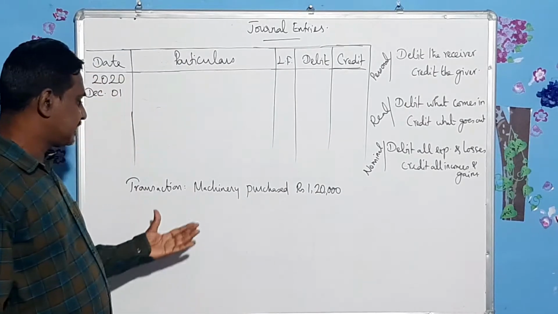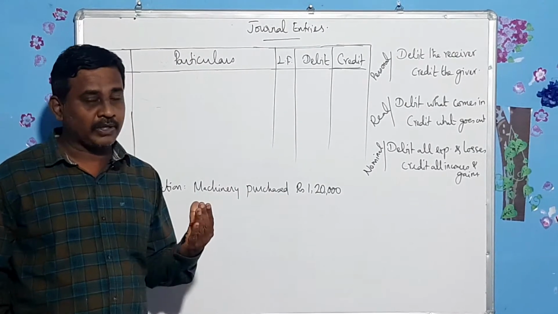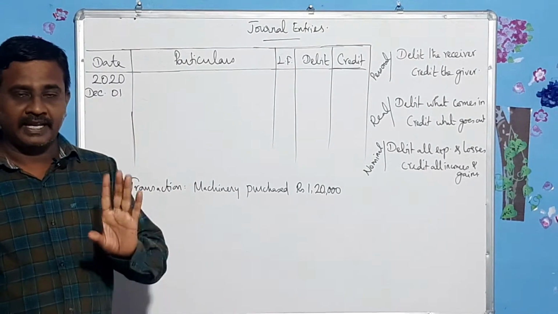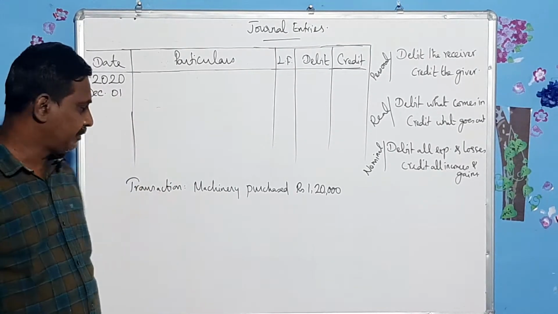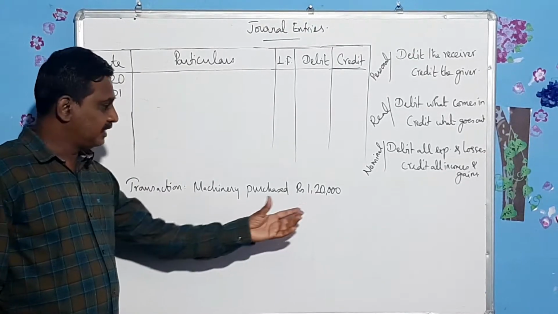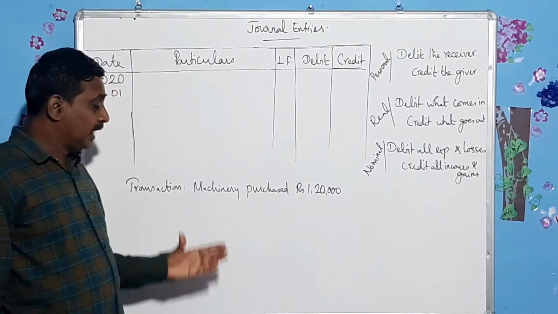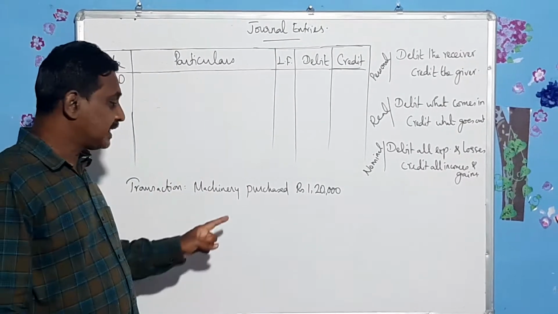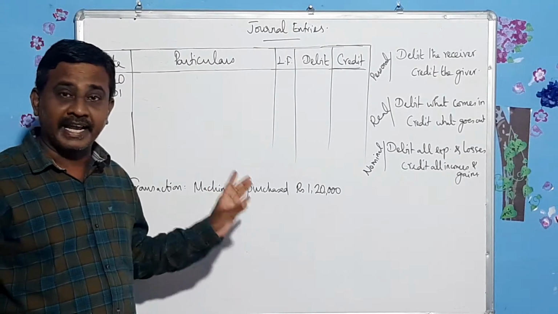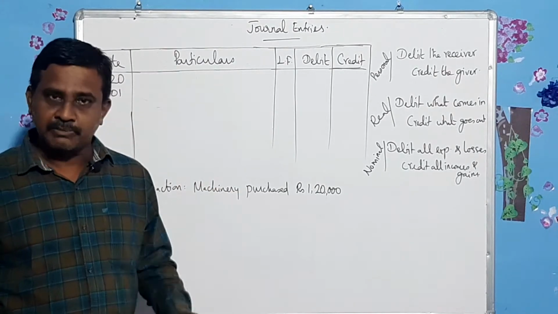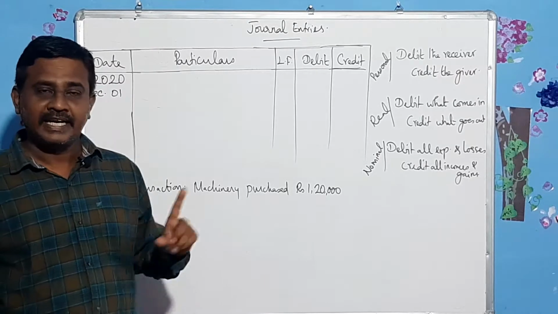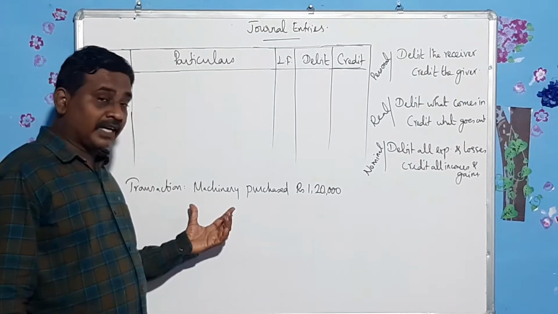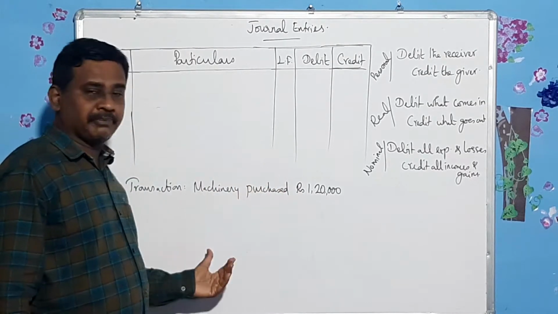Now, here is a transaction. First, remember, what do you mean by transaction? Any activity which involves money either directly or indirectly. Machinery purchased rupees 1,20,000. Here you have to assume that this is a cash transaction because nothing is mentioned about the name. If a person's name is mentioned, you have to assume that it is a credit transaction. Here no name is mentioned. So we have given money and purchased machinery.